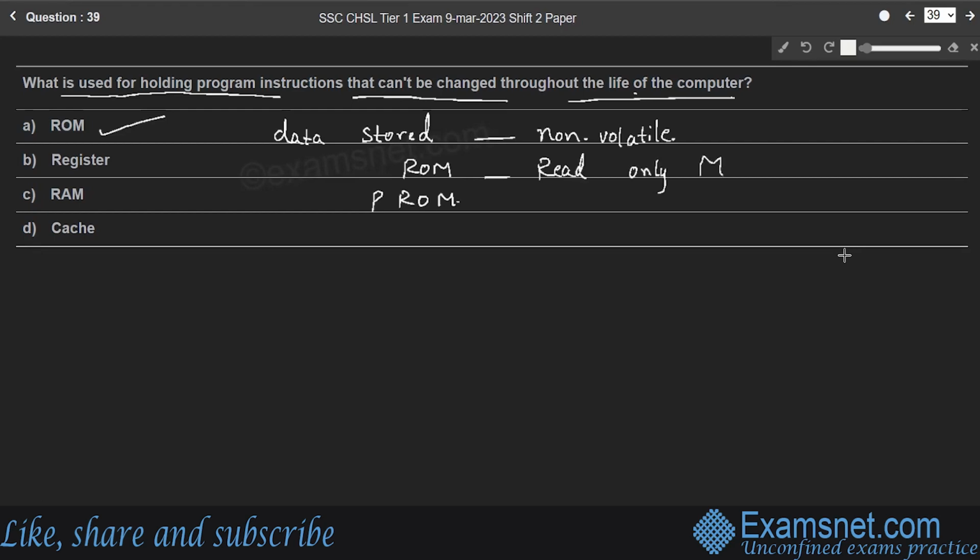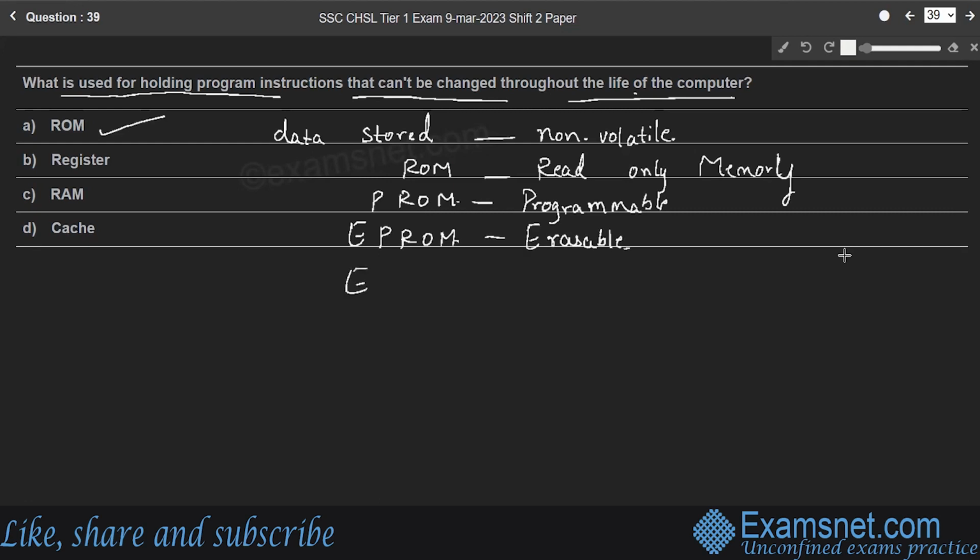Read-only memory. Whereas PROM means programmable read-only memory. Right? P stands for programmable. Programmable read-only memory. Then EPROM means erasable programmable read-only memory. So E stands for erasable.